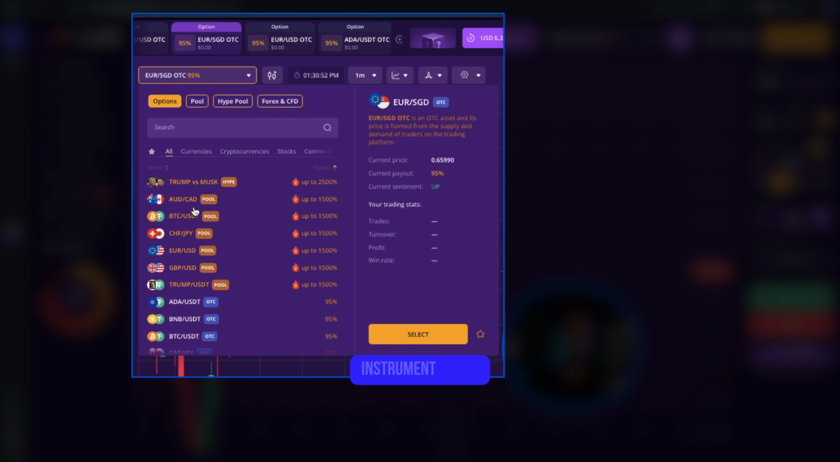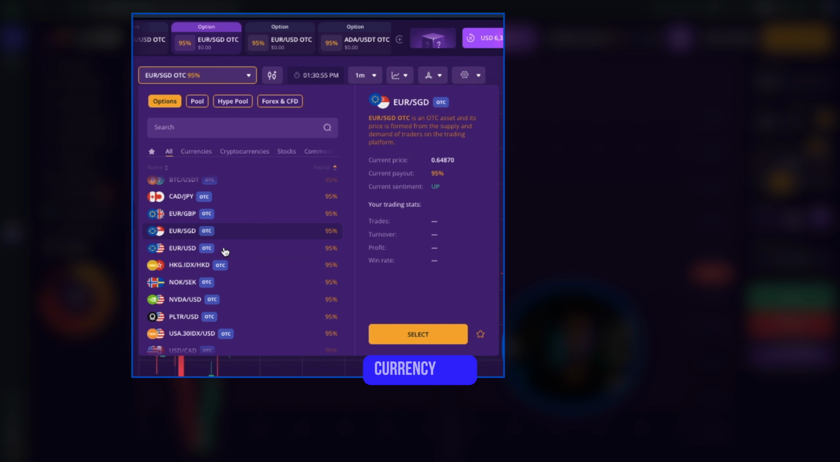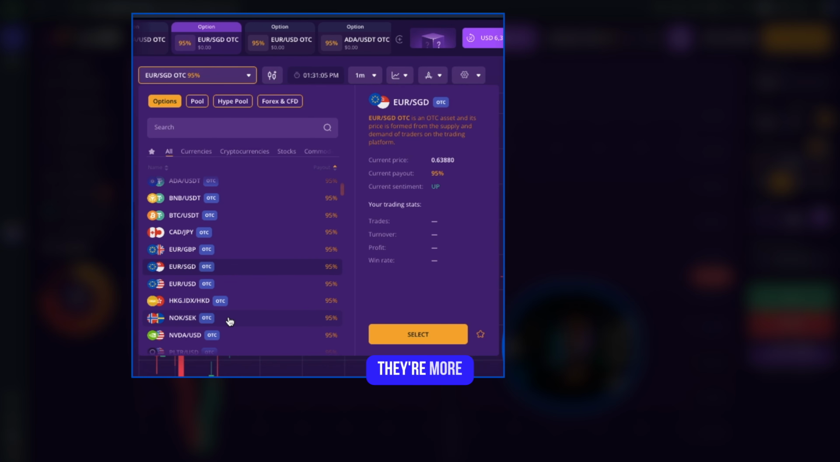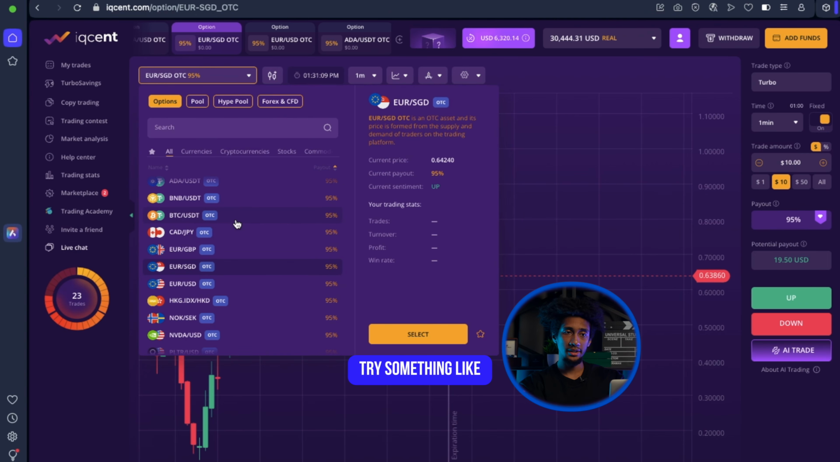The asset is the instrument you'll trade. It could be a currency pair, stock, crypto, or a commodity. On IQCent, assets are grouped into categories. If you're just starting out, I recommend going with currency pairs. They're more stable, more predictable, and easier to read. Try something like Euro USD or GBP JPY.